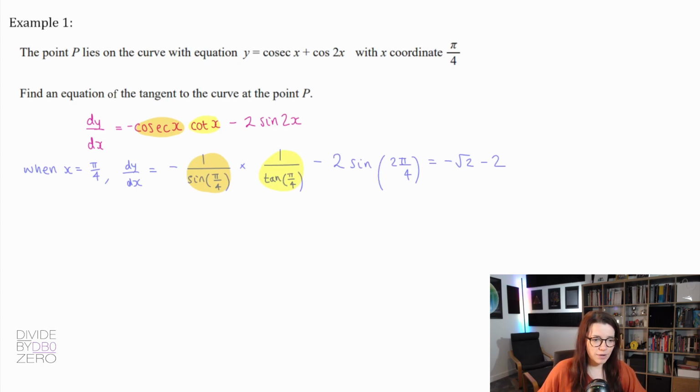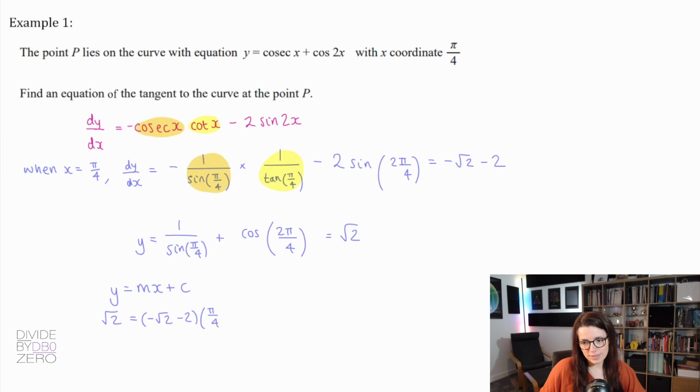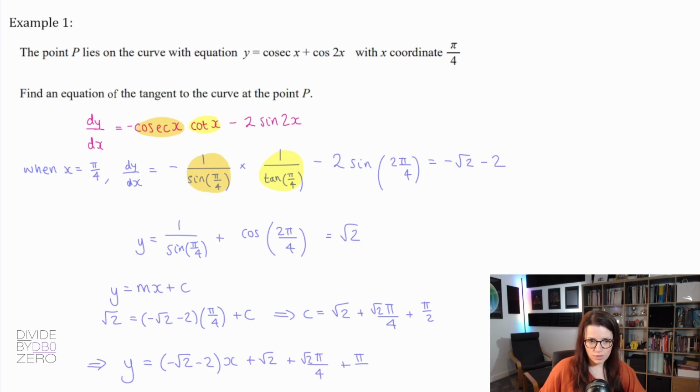So let's sub in pi over 4 into the original y equation as well, and we'll get this equals root 2. We can now put that together in y equals mx plus c. Root 2 equals this, means c is equal to this, means the final equation is y equals minus root 2 minus 2x plus root 2 plus root 2 pi over 4 plus pi over 2. And that's your answer.